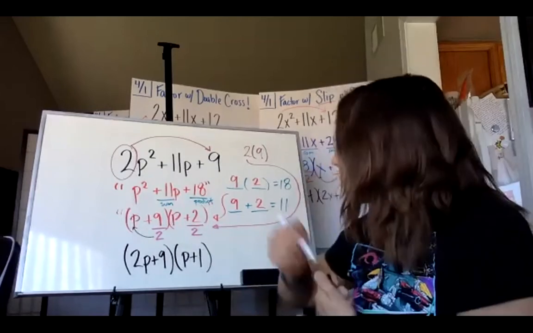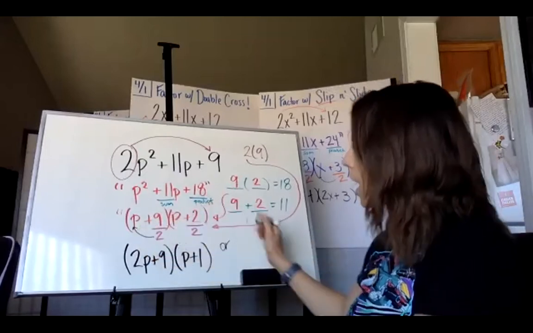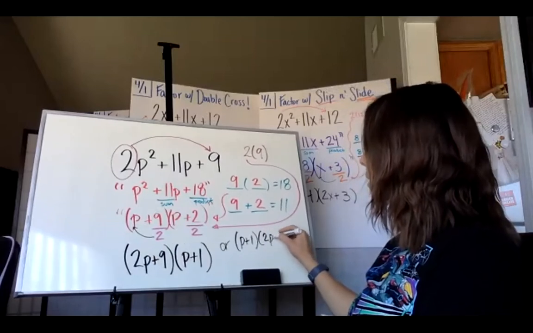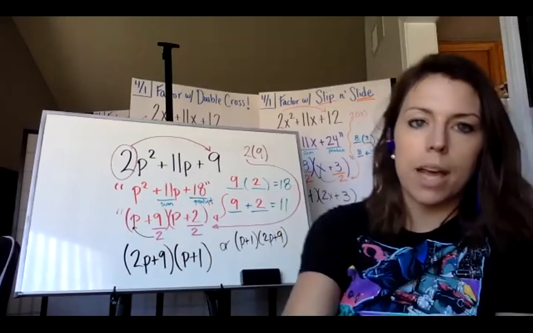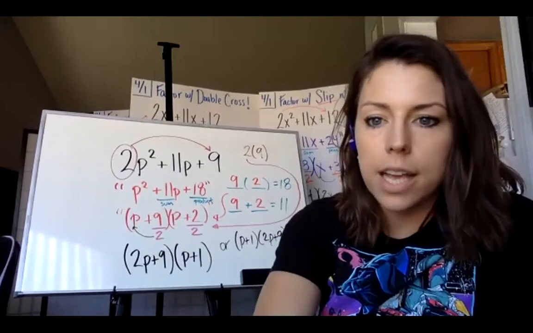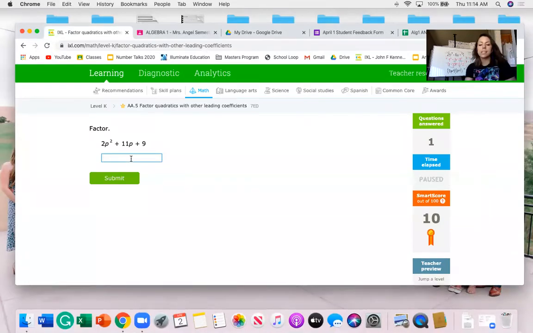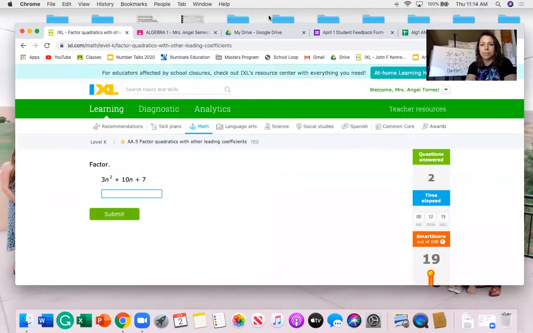So 2p plus 9 times p plus 1, or depending on the order that you did, if you put 2 here and 9 here, your answer would have been p plus 1 times 2p plus 9. Are those the same? Yes, they are equivalent. Order does not matter. Let's pop over to IXL and see if what we just did was correct. It does kind of match that original structure I was thinking of. P plus 1, moment of truth, and we did it.